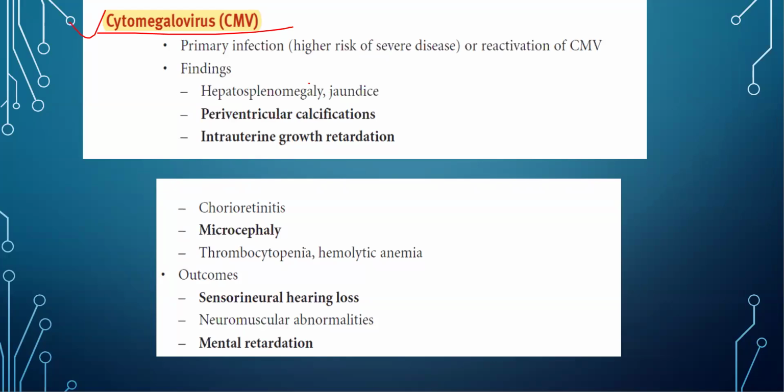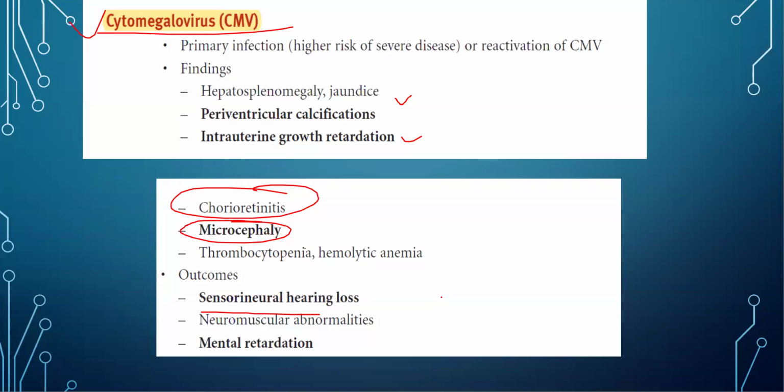Cytomegalovirus also presents with hepatosplenomegaly, jaundice, IUGR, microcephaly, chorioretinitis, and they can also get sensorineural deafness. How to confirm cytomegalovirus in a child? Either you can take the blood and check the cytomegalovirus serology, or you can also check the urine for cytomegalovirus antigen. Any of these two will be able to diagnose CMV in a child.